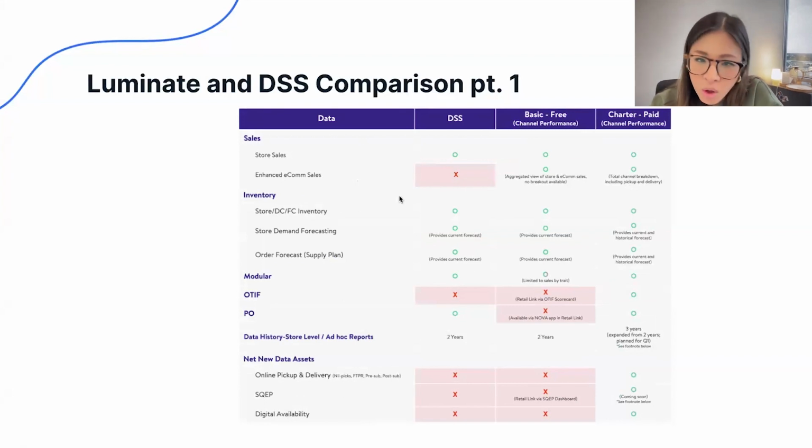So this is from Walmart. They're showing you basically the different types of data that was available with DSS that won't be available anymore. And so yeah, again, just a couple of things I wanted to call out.